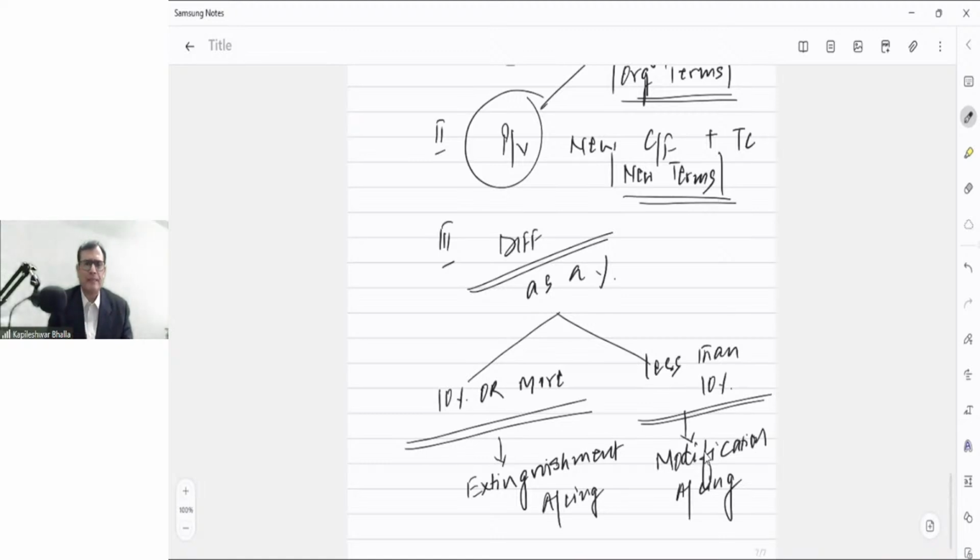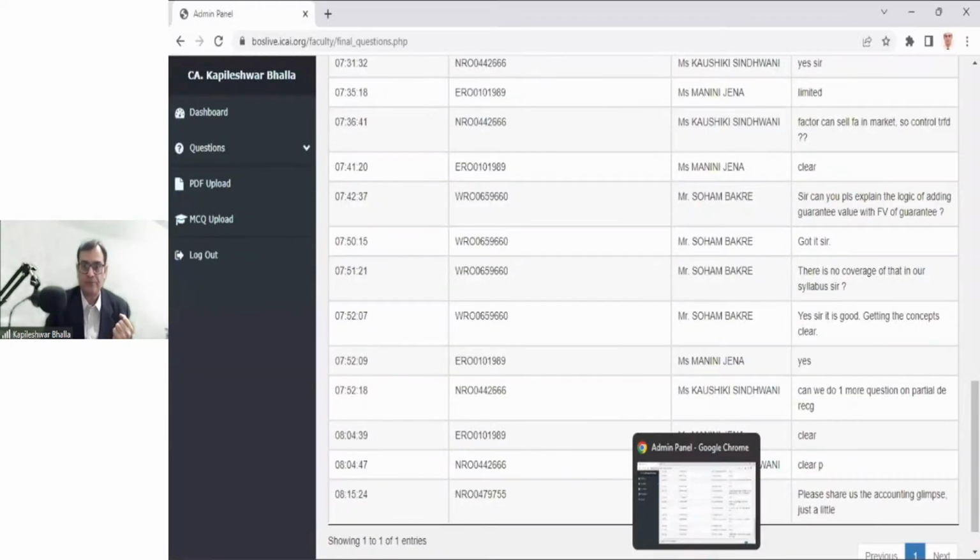Now, the question arises: if you come to extinguishment accounting, what do you do? If you go in for modification accounting, what do you do? I think I'll explain directly with an illustration. I'll take two illustrations with you. One illustration will elaborate that you passed the 10% test and you're going to see the extinguishment accounting. And in another case, we're going to fail that 10% test and see the modification accounting applicable.